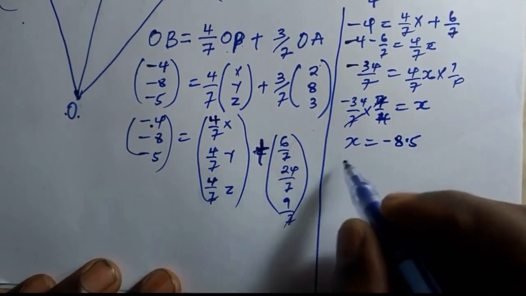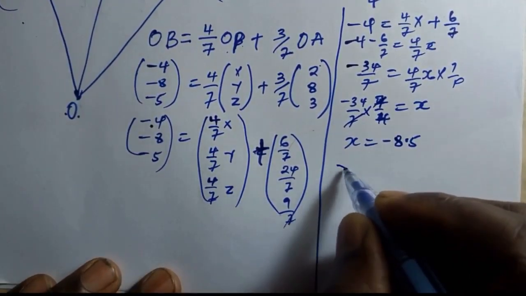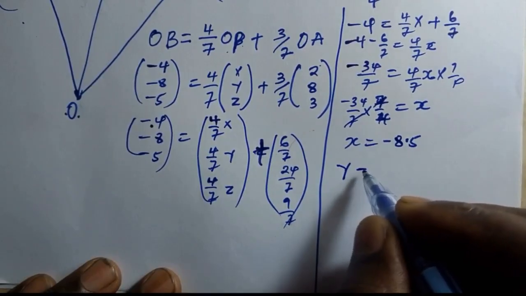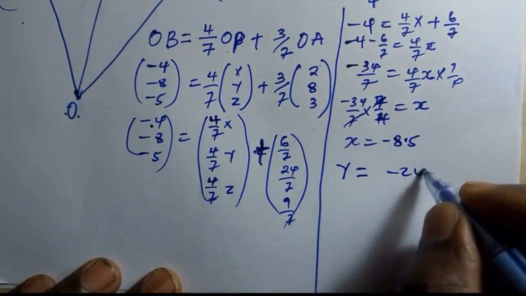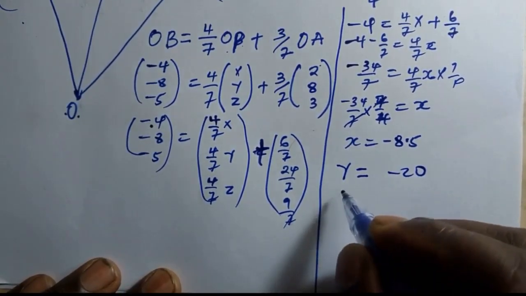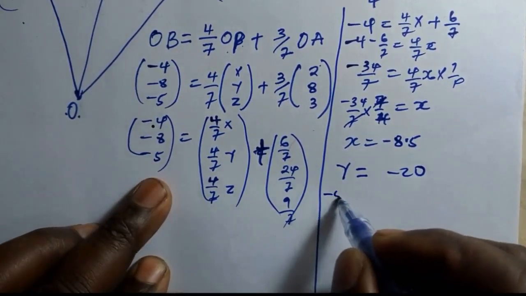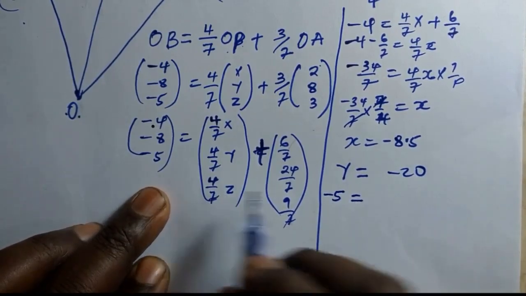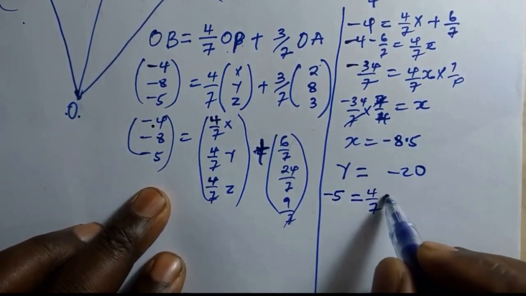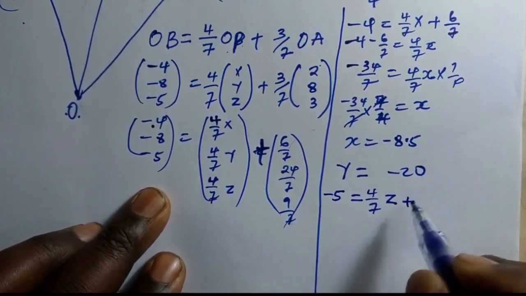Unafanya the same for y, ambayo utapata is equal to negative 20. Utafanya the same for z. Z utachukua negative 5. Negative 5 is equal to 4 over 7z plus 9 over 7.